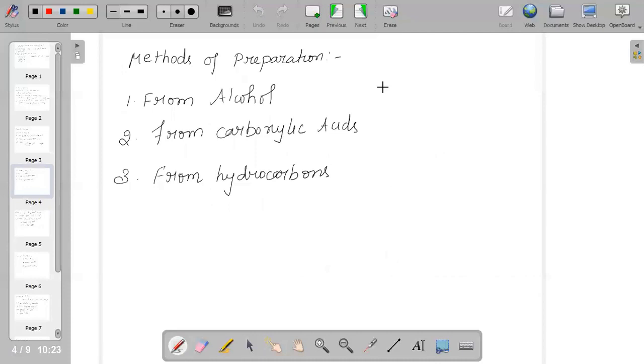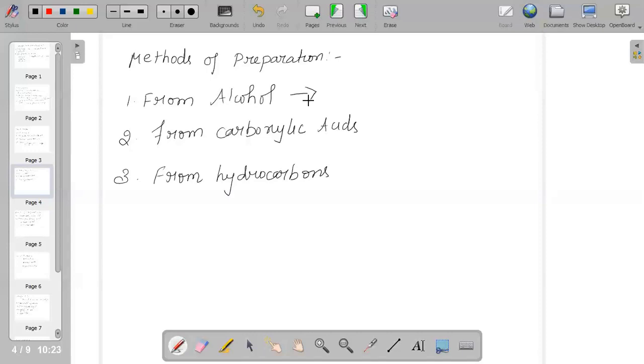The most important part is the methods we use to prepare aldehydes as well as ketones. We should remember that there are certain common methods which can be used to prepare both, that is, oxidation of alcohols. This can be done using an oxidizing agent like potassium dichromate, or we can even use Collins reagent.